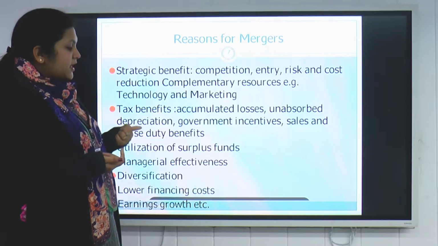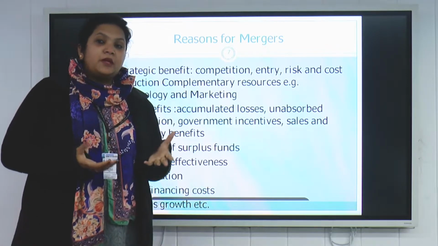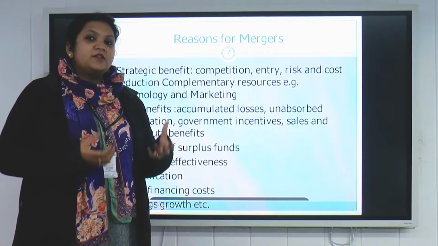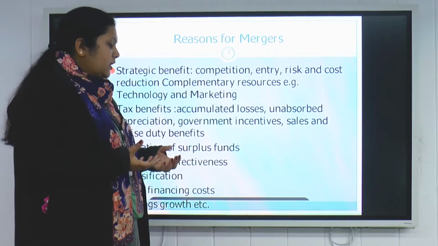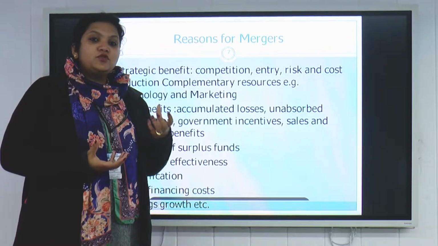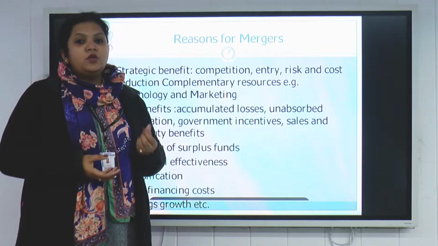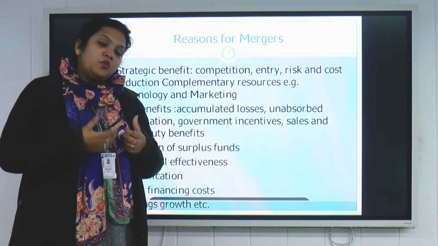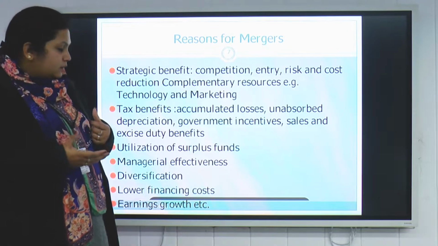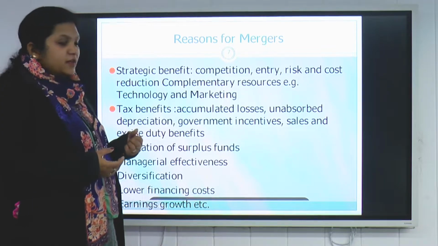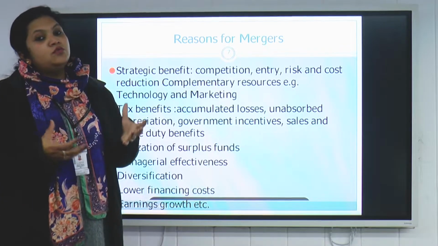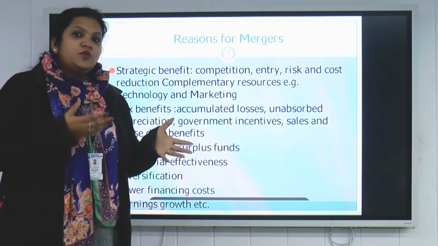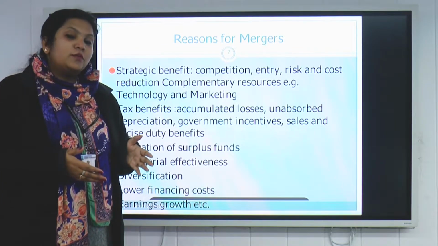Third is utilization of surplus funds. For example, company A and company B are merging together, and one company has surplus funds available. The other company gets the benefit of using that surplus fund in their own working capital, in their own day-to-day activities. Managing effectiveness. You also get to work with an enhanced, diversified team when you go for a merger.